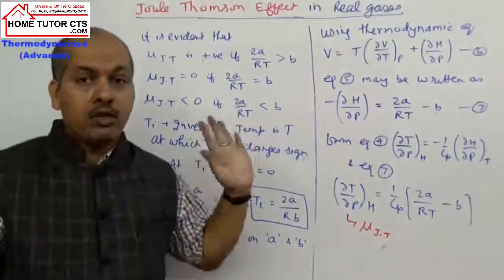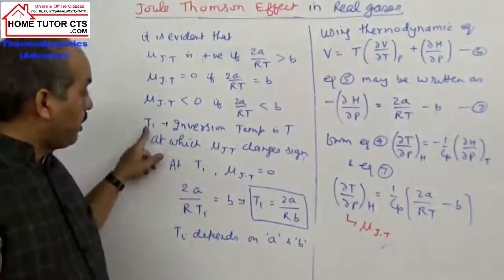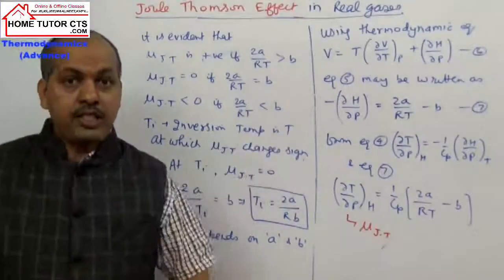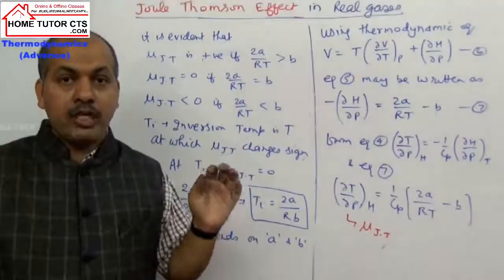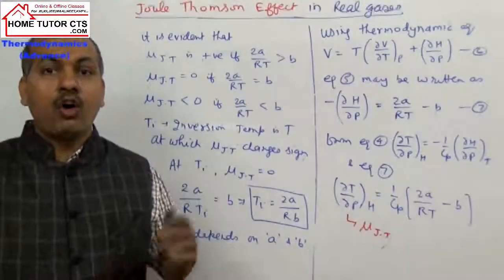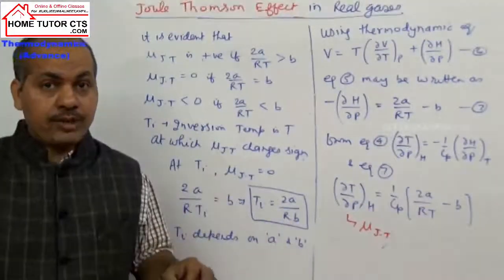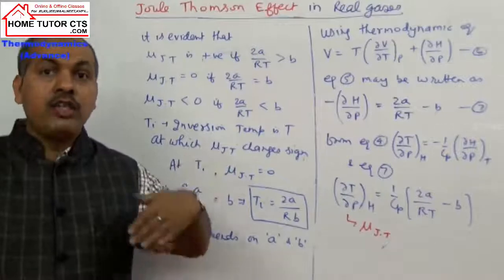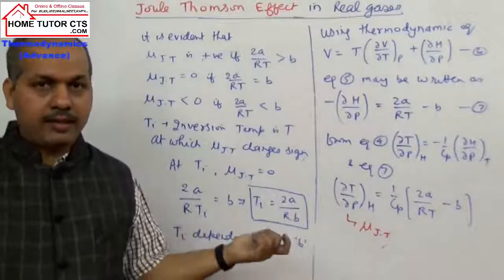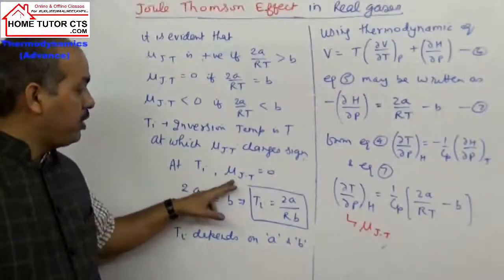A and B are the van der Waals constants for the gas. Now, since this term is involved here, Ti is called the inversion temperature. Yes, we gave the definition of inversion temperature. What is it? The temperature below which a gas shows cooling on expansion, or it can also be defined as the temperature at which mu Jt changes sign from positive to negative or vice versa.